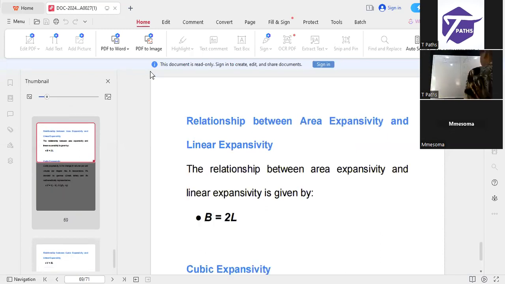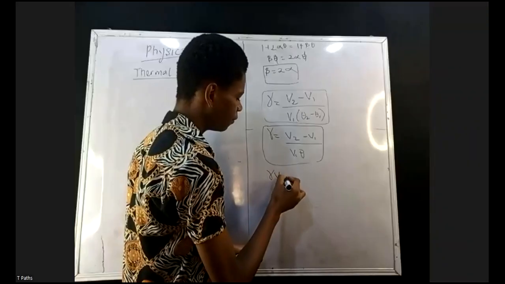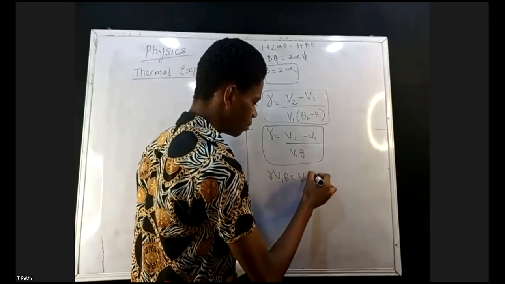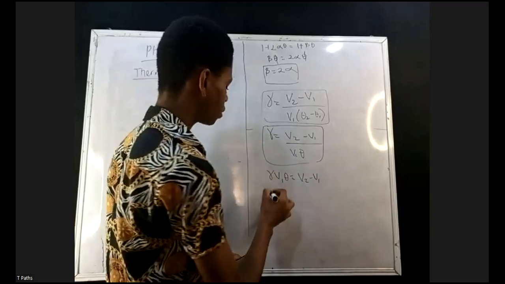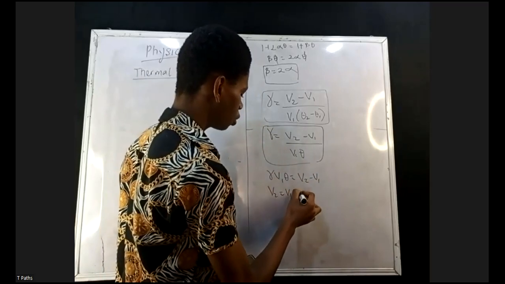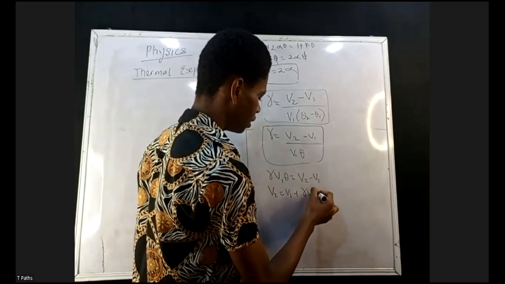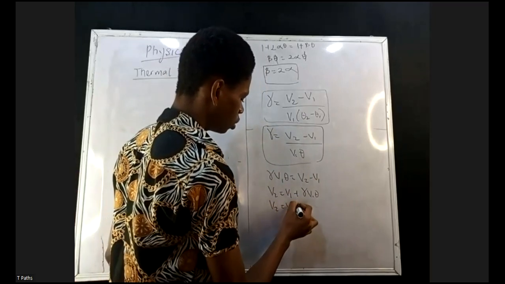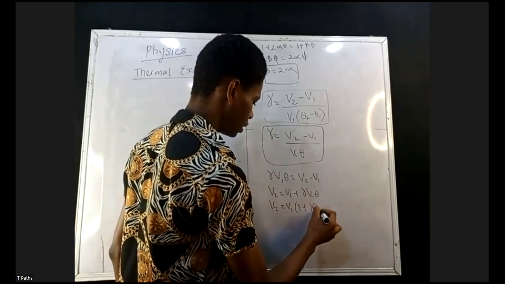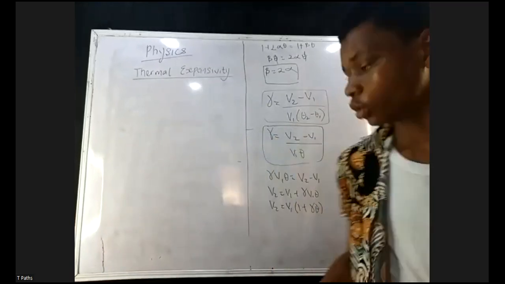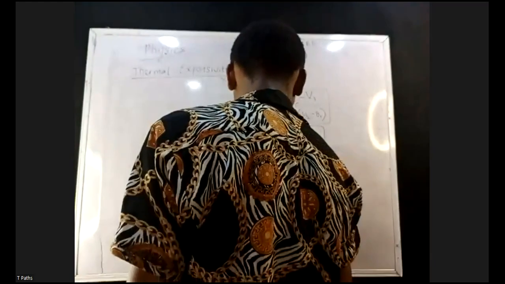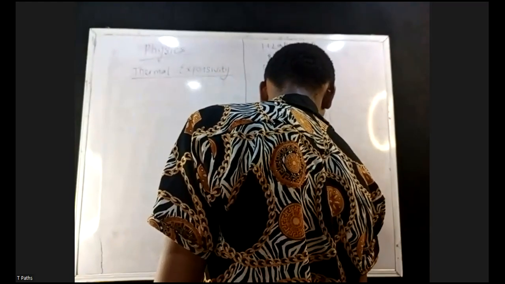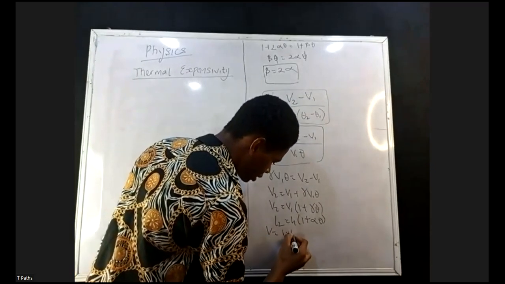All right, so I'm just going to do this quickly. This will become gamma V1 theta is equal to V2 minus V1. So if I make V2 the subject of the formula, I'll have V2 equals V1 plus gamma V1 theta. And then here I can say V1 is common, right? So this will become V1 bracket 1 plus gamma theta. All right, so this is what I have. And don't forget, I also have L2 is equal to L1 times 1 plus alpha theta. Don't forget, volume is equal to length times breadth times height, right?